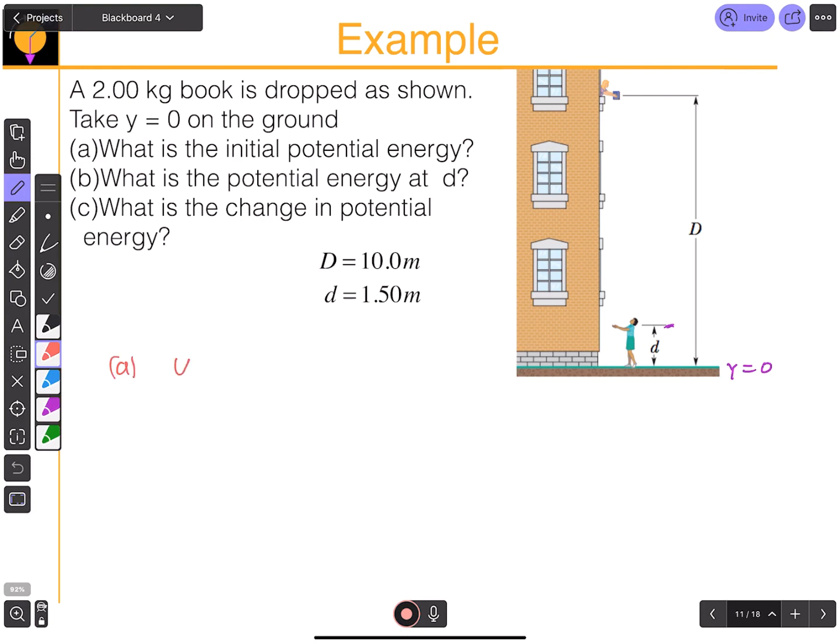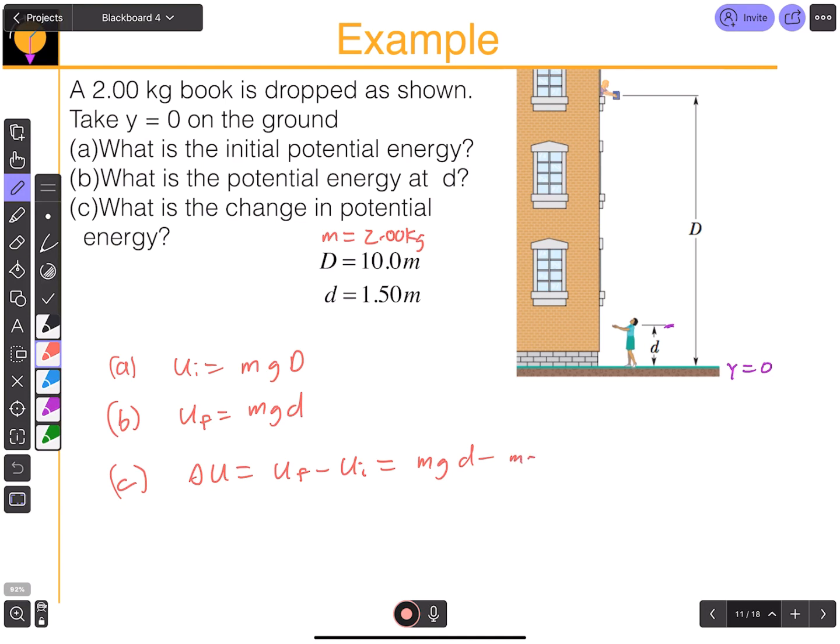So what is the initial potential energy? The initial potential energy will be mgD, where m is 2 kilograms here and g is 9.8. The potential energy at little d, which I'll call U final, is going to be mg little d. And then the change in potential energy will be U final minus U initial. So it'll be mg little d minus mg big D, so just mg times d minus D.